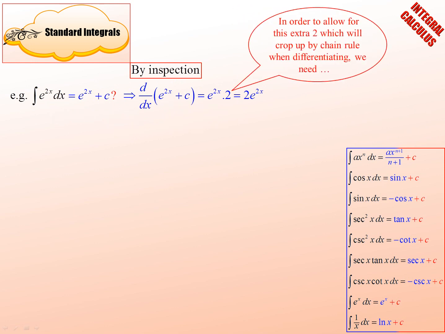What's happened is, because of that chain rule, which has given us that extra 2 which cropped up, we need to allow for that in the integral at this stage. So we're going to put it times a half, which means we'll have times a half in the derivative, and half times 2, the 2 is gone. Now they compare favorably, so therefore we know that our integral has to be e to the 2x multiplied by half plus c.